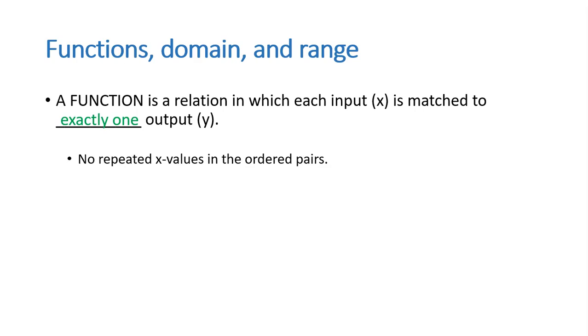So the reason we care about functions is because for everything we put in, we know exactly how to determine what we're going to get out. For anything we put in, there is only one output. So it's a well-defined relationship where inputs match exactly to outputs, and there's no confusion about how two numbers are related.